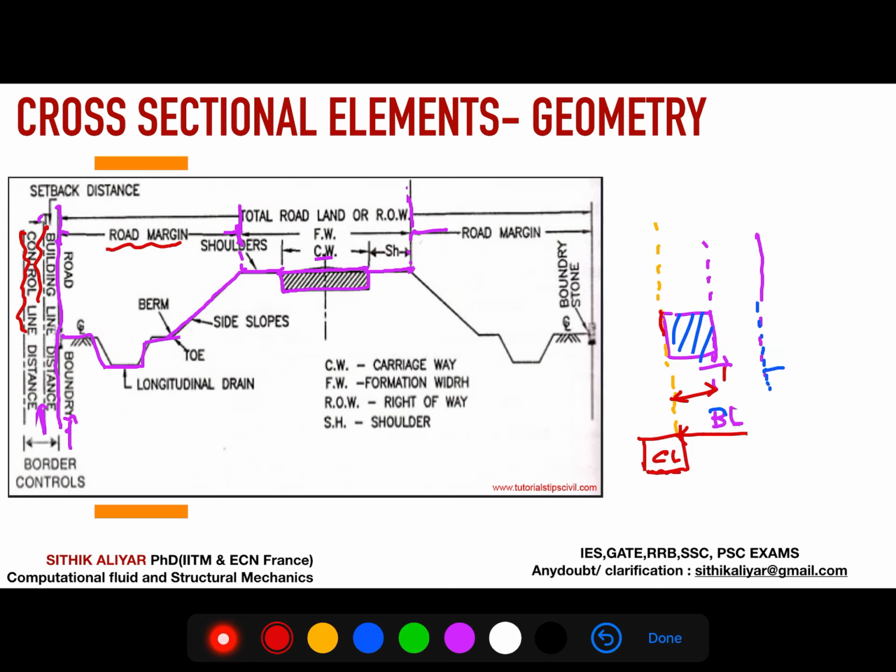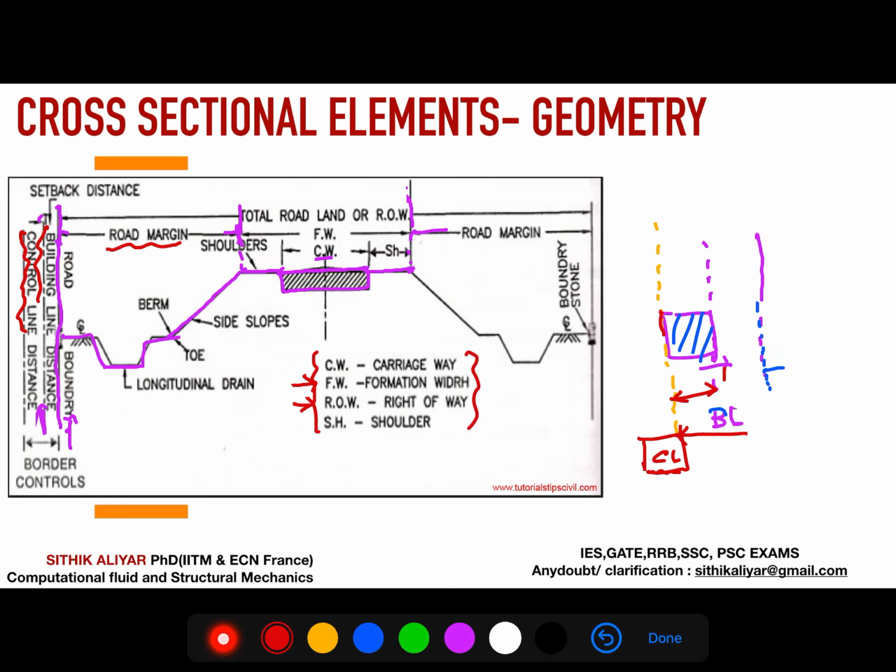And FW is the formation width, meaning up to that much we are going to have a foundation. Okay, we have to dig, right? For putting a road, consider you want to excavate, so how much width you will excavate is this formation width. And right of way, as I told you, the area of the land, we will see one by one in detail in coming slides. Okay, so these are the names you should know in the cross section.